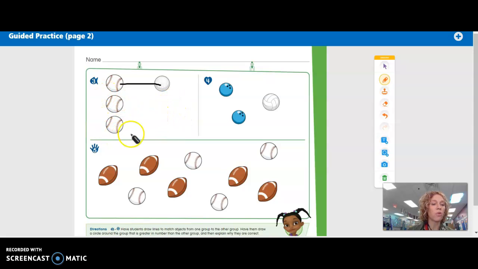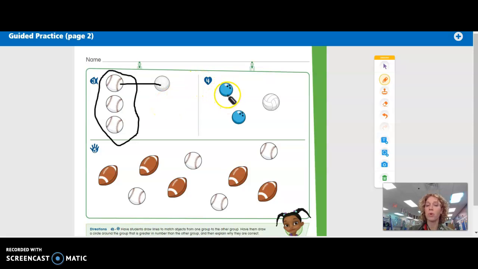Whichever one has leftovers is the group that's greater. So which one has leftovers? The baseball. So I'm going to circle them. Is that the one you guessed too? Good. All right, let's take a look at number 4.